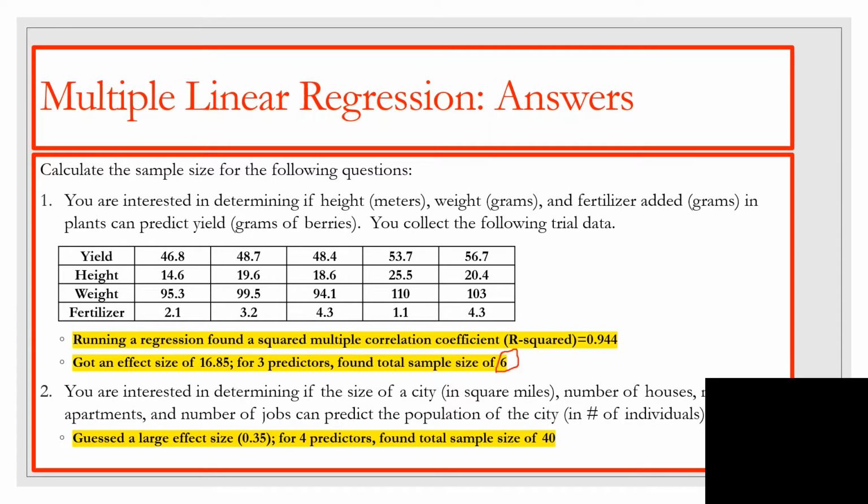In the second problem, we have different predictor variables, but nothing else. So we'll just guess the effect size. We'll say large because these seem to be things that would predict population. We have 4 predictors: size, number of houses, number of apartments, and number of jobs. And we'll get a total sample size of 40.